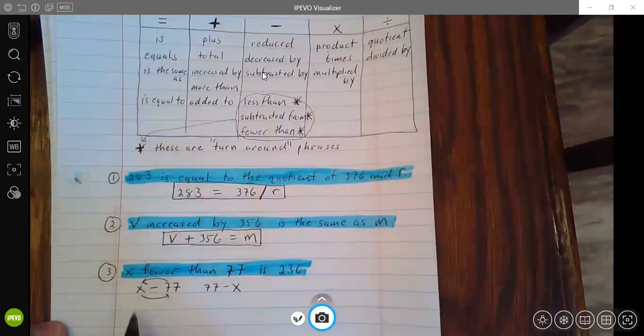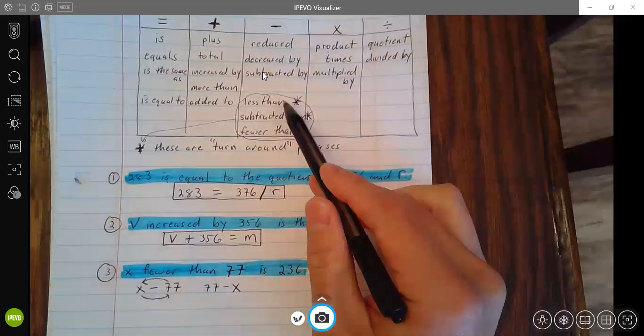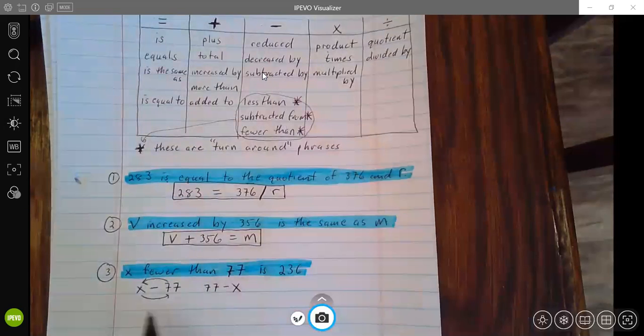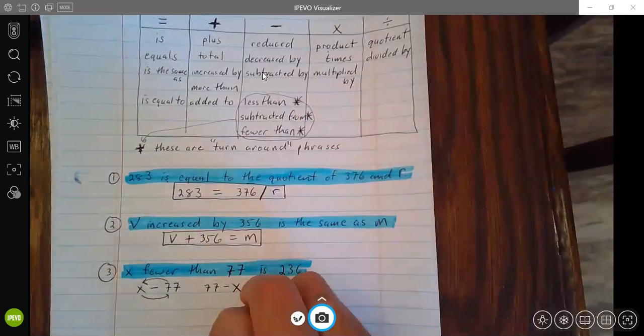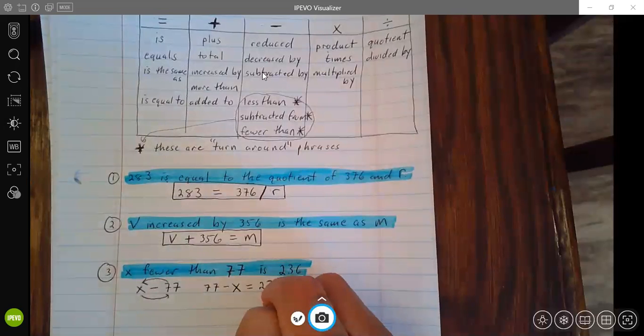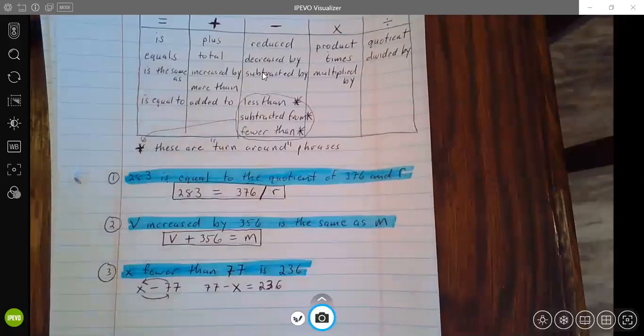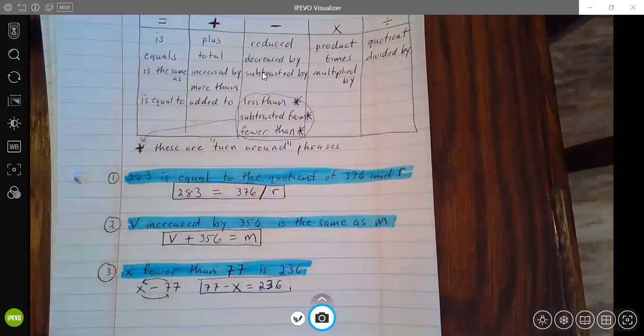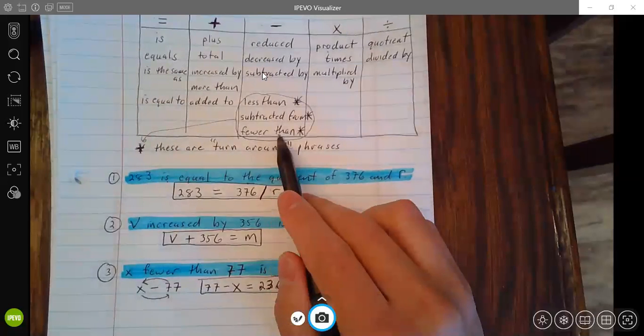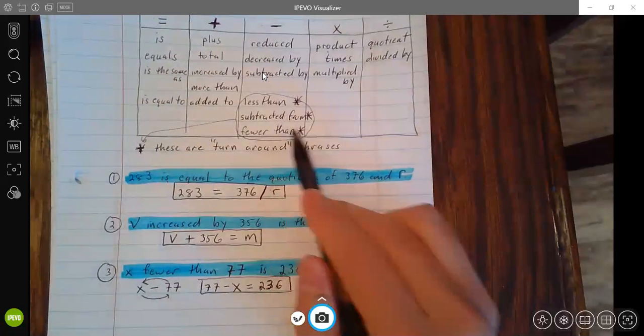If you put in x minus 77, IXL will say it's wrong. For these 3 key phrases, you have to flip the order. So not x minus 77, but 77 minus x. And then we still have the is 236, so we have to put that in at the end. Is, so equals 236. Pen is running out of ink. So this is what you would type into IXL: 77 minus x equals 236. So fewer than is a turnaround phrase. Let's do another one with a turnaround phrase.